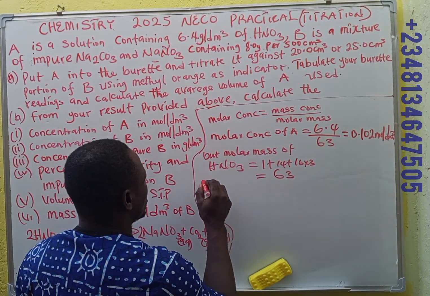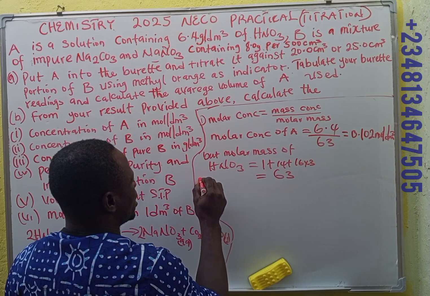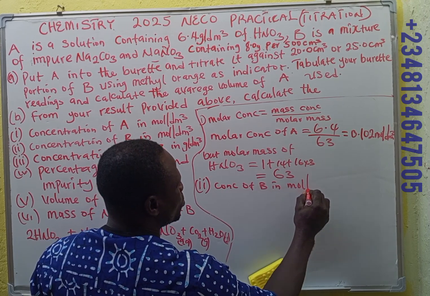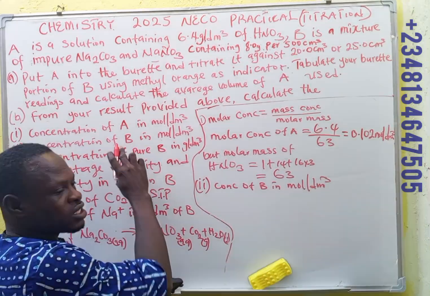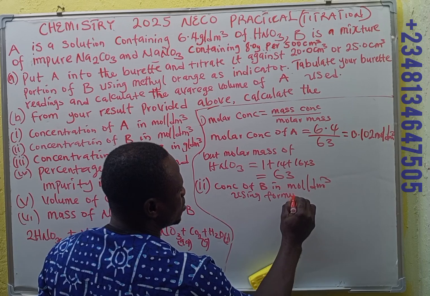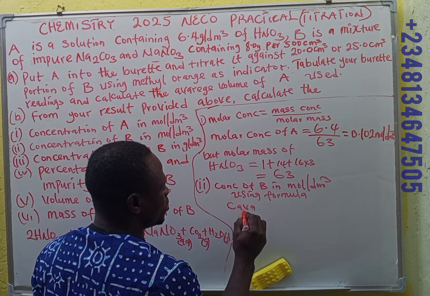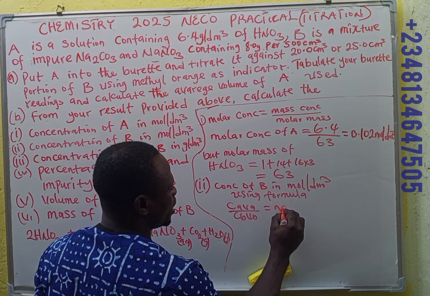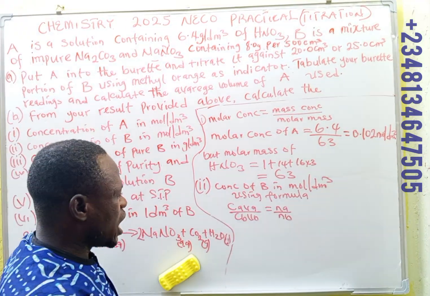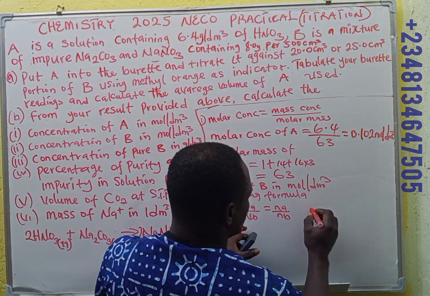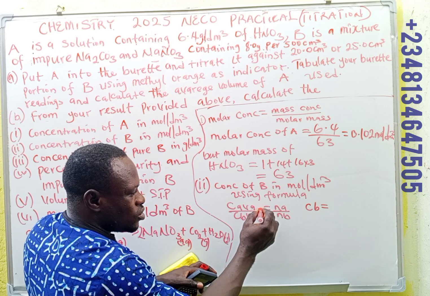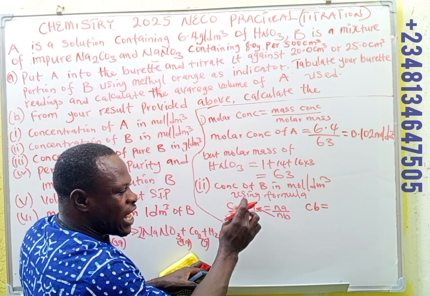We say this is our I, this is our II. We say concentration of B in mole per dm cube. This is it. So we say that, using formula, we have CAVA over CBVB is equals to NA all over NB. You are going to make CB the subject of formula. How do you do that? We say that CB will be equals to, if you remove this one here, you cross multiply. Do you get that? You cross multiply. This one will come here, and this one and this one that are 3 will be on top.